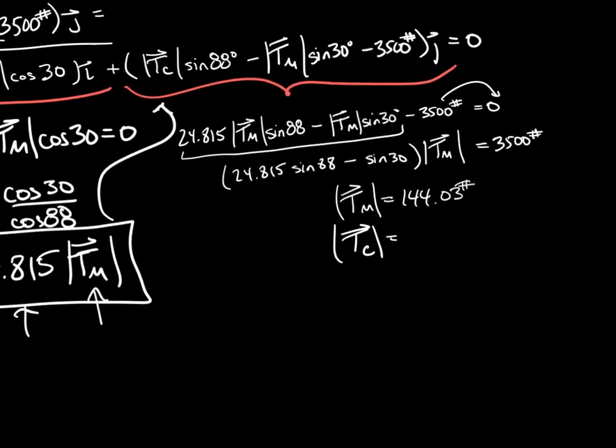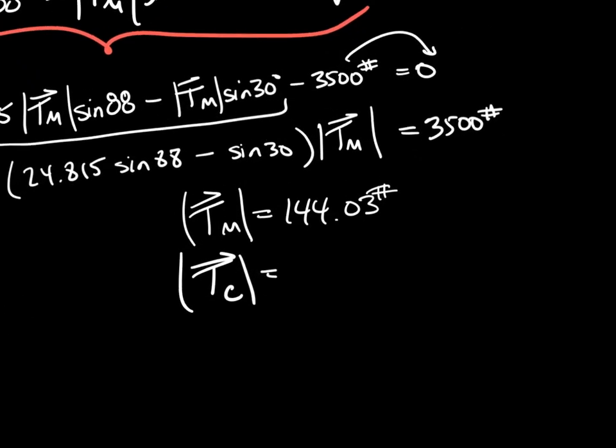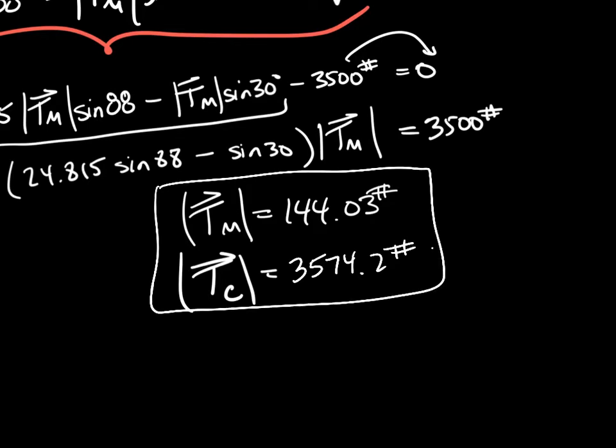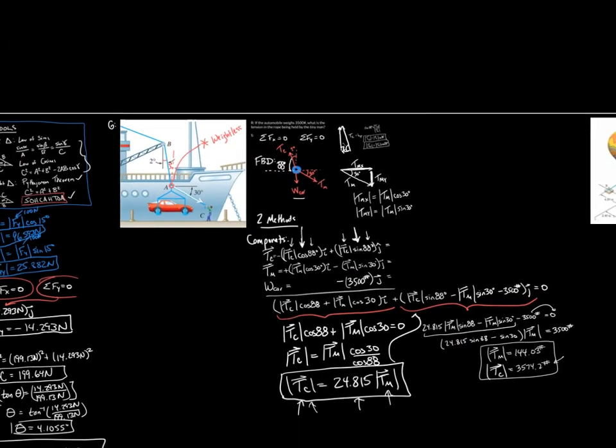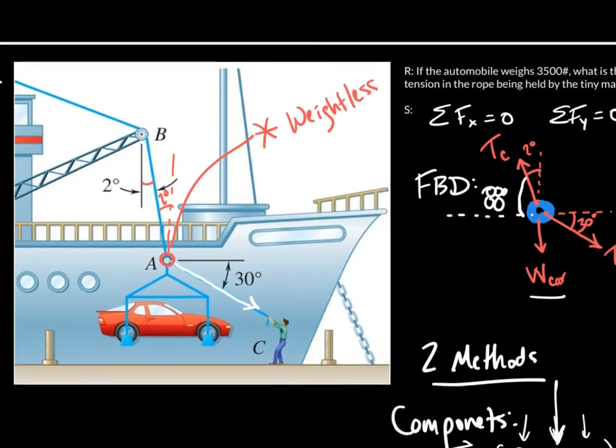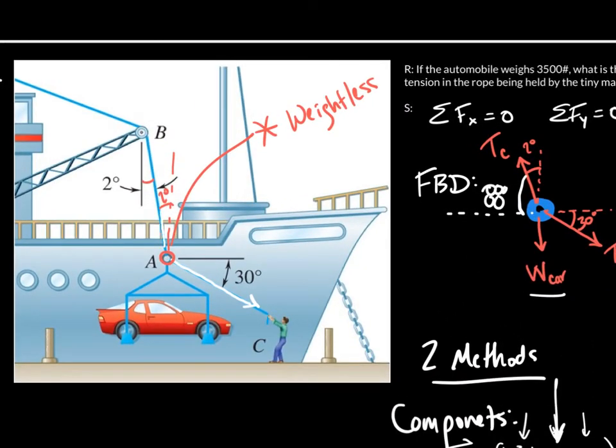Always remember to keep at least five significant figures all the way through, and we'll end up with 3574.2 pounds. Note, this is slightly more than the car weighs, which makes some sense. If we look at the initial drawing, this thing is basically pulling upwards. It's 2 degrees off of vertical.